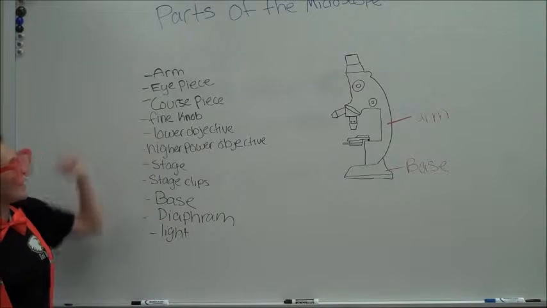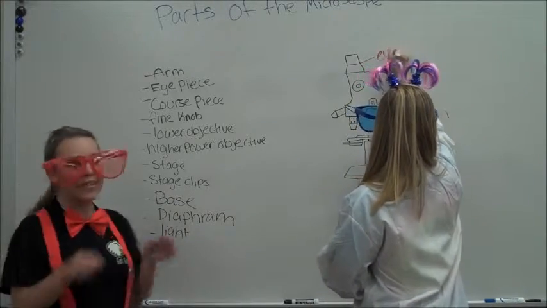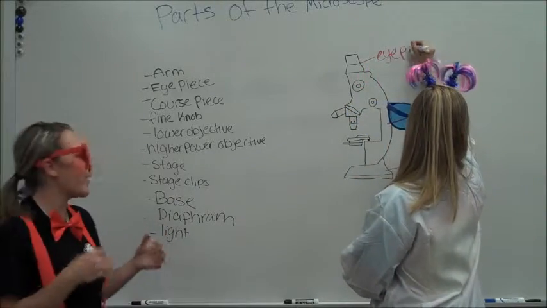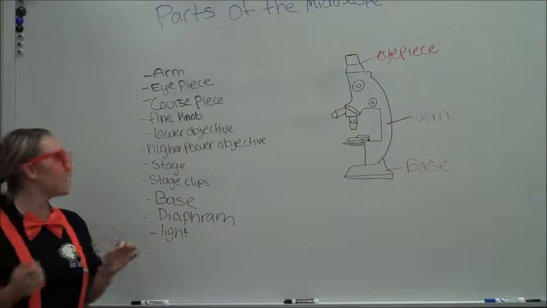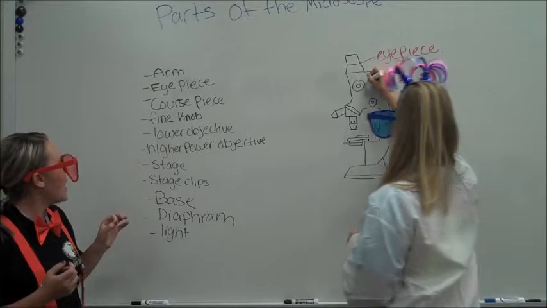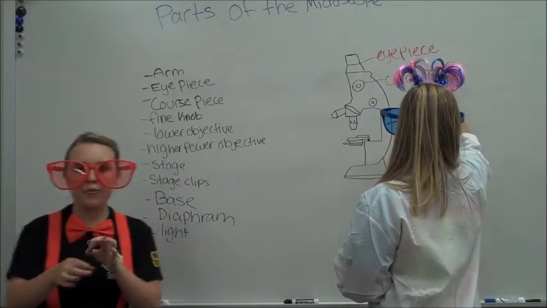Next, we're going to talk about the eyepiece. The eyepiece is where you look into the microscope and see all the little organisms or whatever you're looking at. Next is the coarse piece. And for the coarse piece, this is how you're going to get the focus.